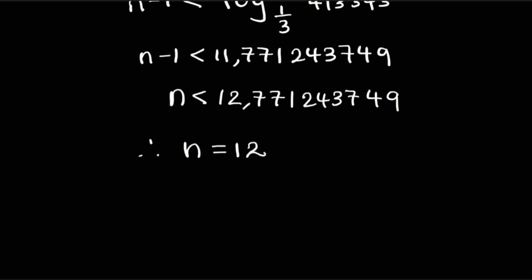Please remember that when it comes to inequality questions, you have to actually select your final answer based on the sign that you're working with. Say that instead this was a greater than sign. Then our answer would have been n is equal to 13. But since it's a less than, we're going to take the nearest whole number smaller than 12.77, which would be 12. So that is your final answer.